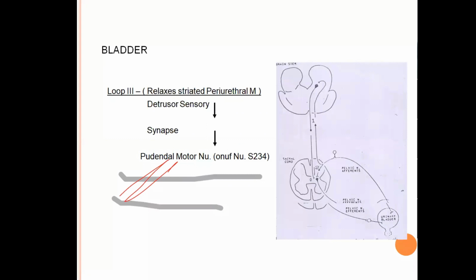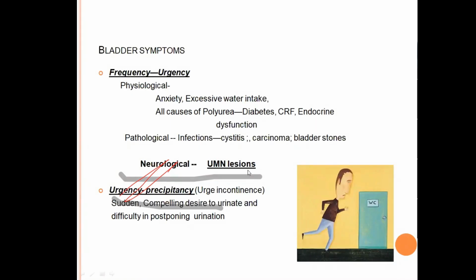So there are three loops. One is the voluntary control from frontal lobe to pons. Second is the reflex control from pons to the sacral S234. And if voluntarily you are able to stop, it is because of loop 3, that is from the pudendal motor nucleus, also called the on-off nucleus. So that is about the anatomy and physiology. Now let us go to the clinical part of it.